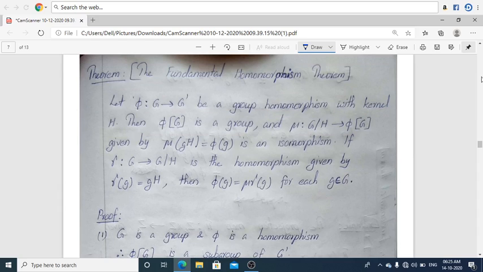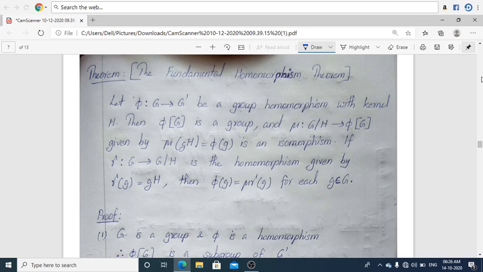Phi from G to G dash be a group homomorphism with the kernel H. Then phi of G is a group. Phi of G group ആണെന്നുള്ളത് നമുക്ക് പ്രൂവ് ചെയ്യണം. Then mu from G over H to phi of G given by mu of GH is equal to phi of G is an isomorphism. Mu ഒരു isomorphism ആണെന്ന് പ്രൂവ് ചെയ്യണം.